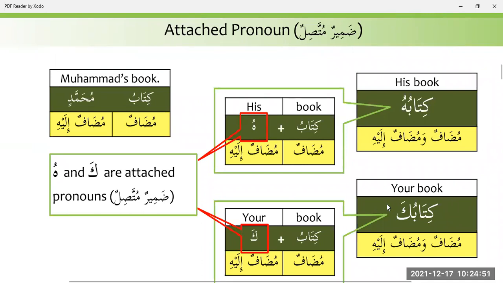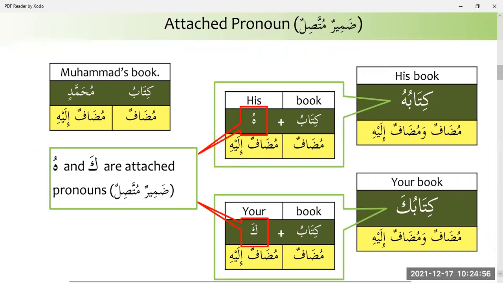So attached pronouns are in the genitive case, or in the accusative case. They cannot be marfu. Attached pronouns cannot be in the nominative case. They will be in the accusative case or in the genitive case. They will be mansoob or majroor.